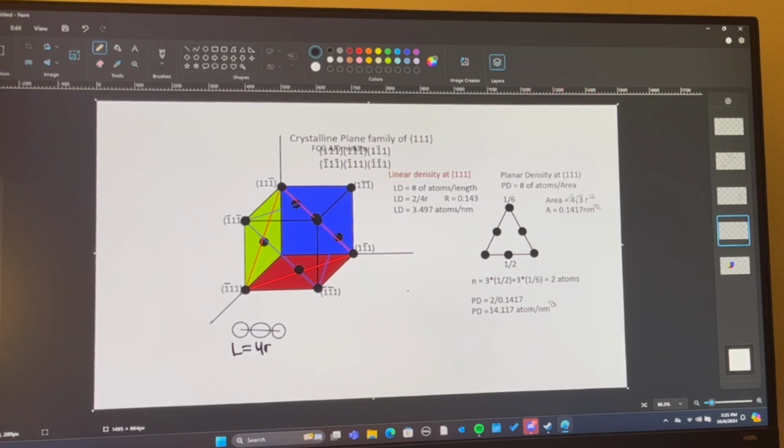And then the area for this triangle is 4 square root of 3 r squared, which gives us an area of 0.1417 nanometers squared. Plugging that into the planar density formula, we get 14.117 atoms per nanometer squared.